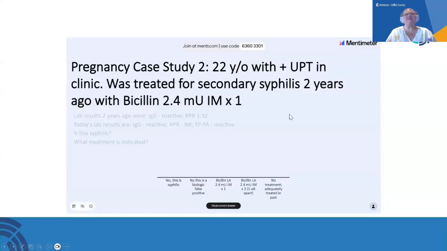Okay, here's a case study. A 22-year-old comes in with a positive UPT in the clinic. She was treated for secondary syphilis 2 years ago with bicillin ×1. All right, the first thing I'll look at is she has a history of syphilis. So was the last syphilis treated appropriately? For secondary syphilis, is the appropriate treatment 1 dose of bicillin? Just put yes or no in the chat. Secondary, 1 dose.